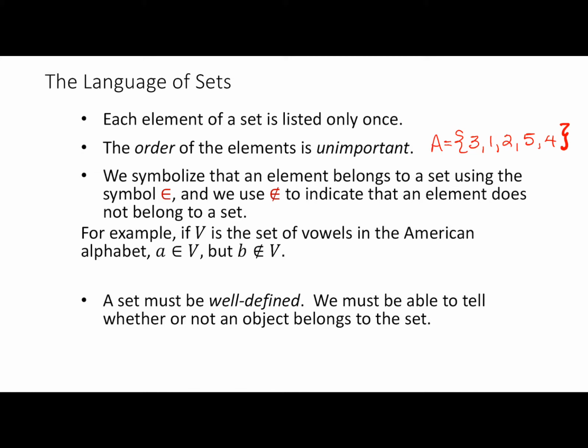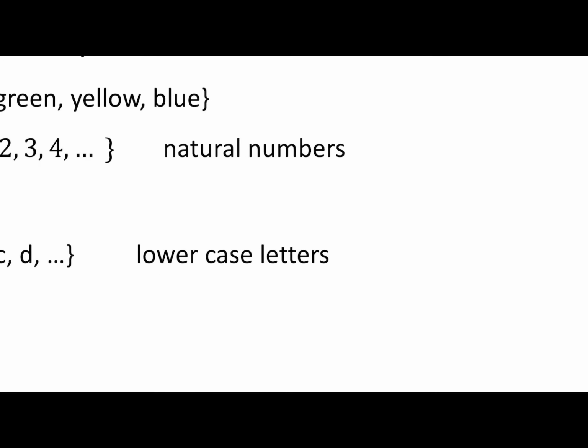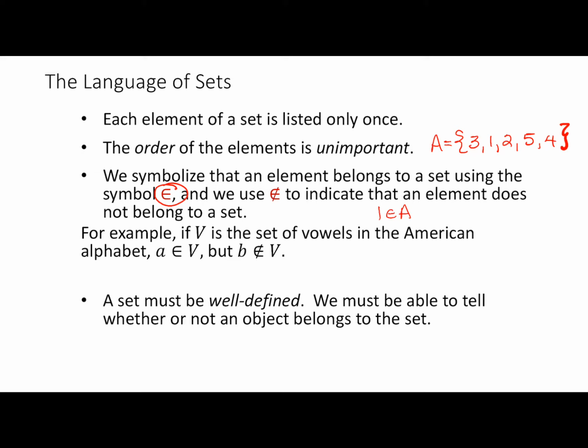We say that an element is in the set A using this funny looking E symbol. So I would say, for example, that 1 is an element of A. And we use that funny looking symbol with a line through it to say that something is not in the set. So going back here, 6, remember, we said was not an element of A. For example, when we're looking at the vowels, A is an element of V, the set of vowels, but B is not. Your set has to be well defined. So given an object, you should be able to decide, is this object in the set or not?